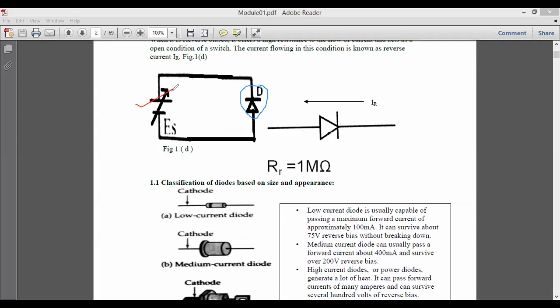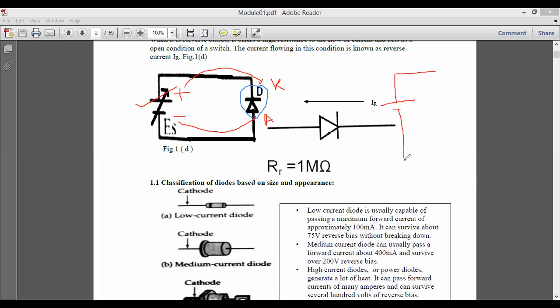It means that if the battery is positive on one side and negative on the other, then the negative is connected to the anode and the positive is connected to the cathode. Then the diode is said to be reverse biased. Under the reverse bias, the resistance of the circuit will be too large.